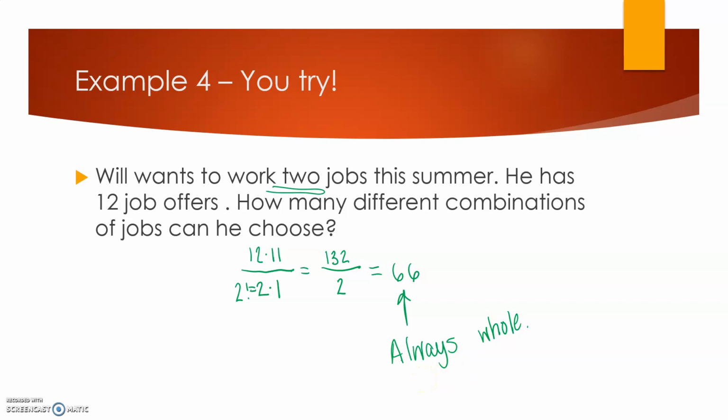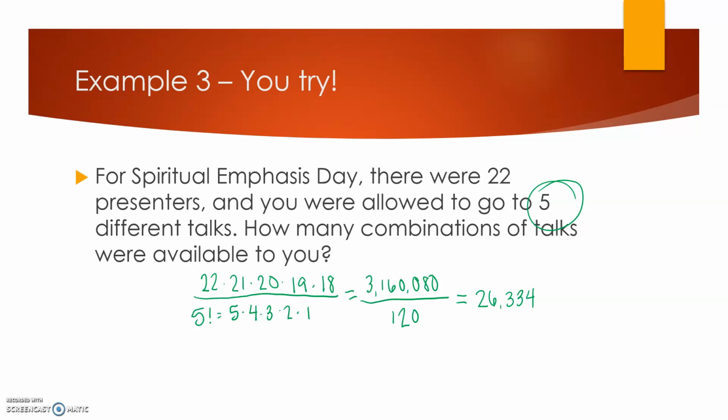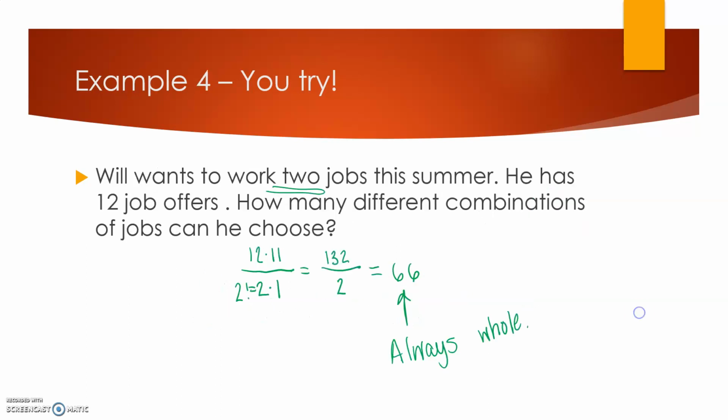I was typing a number in my calculator, and on this one I got like 26,300.66666 repeating, and that tells me that I did something wrong. So I rechecked my calculations, made sure that I was not typing things incorrectly. So always get a whole number here because you can't have part of a combination.